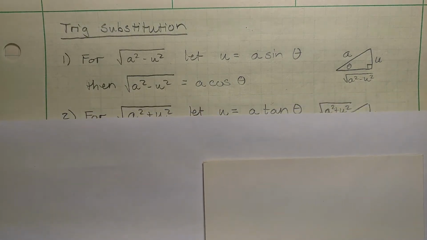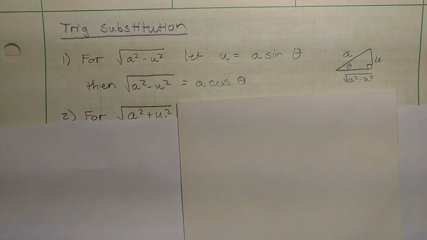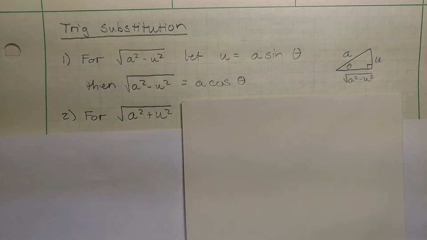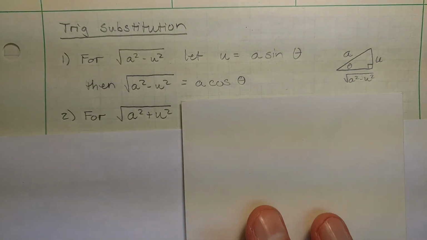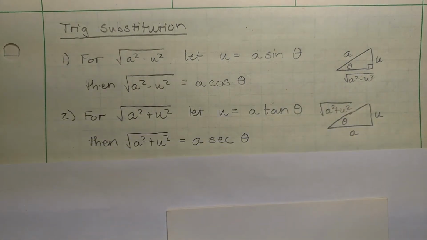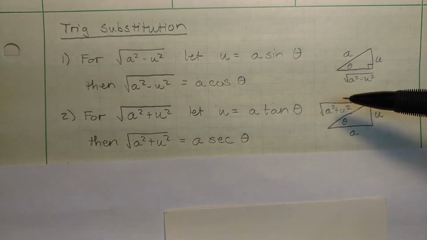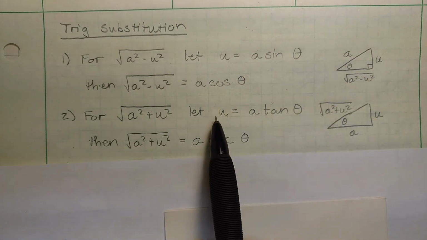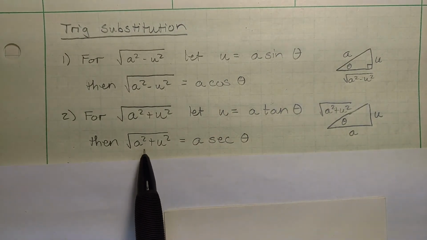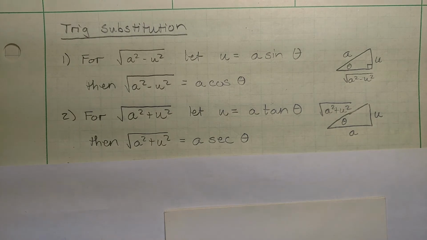When we have the square root of a squared plus u squared, this is a situation where you want this side to be the hypotenuse, and you use the tangent ratio. So the opposite becomes u, the adjacent becomes a. So we let u be a tangent of theta. And then that makes our hypotenuse a times the secant of theta.